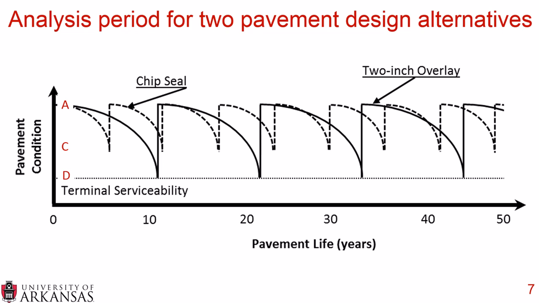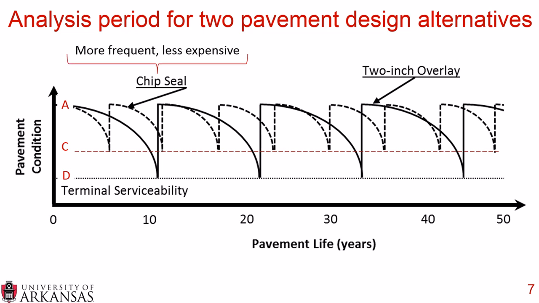And you can see here, these are two different pavement design alternatives. If you have a roadway, you can put a chip seal on it, or you can perform a 2-inch overlay. Over time, the pavement will deteriorate until you apply the treatment, and then the pavement, in theory, should go back up to an A rating. And you can see here, the 2-inch overlay you apply when your road reaches terminal serviceability, but a chip seal you actually apply a little sooner when the road is in slightly better condition.